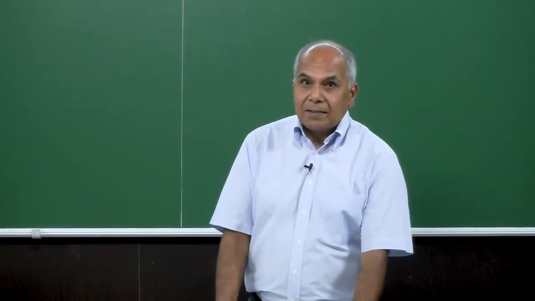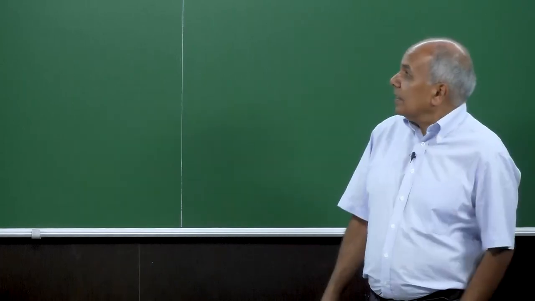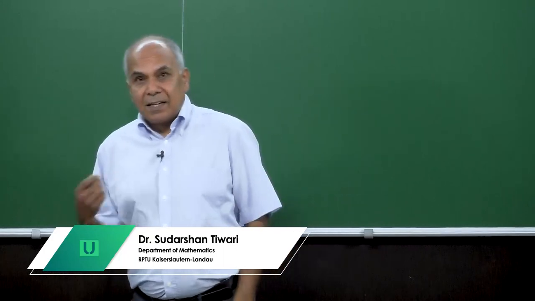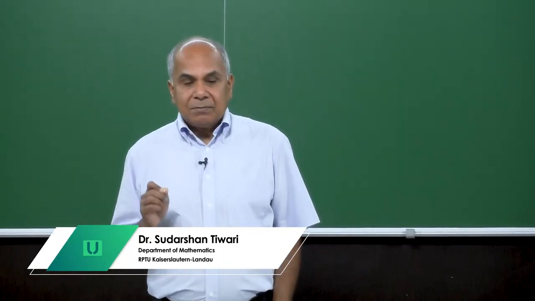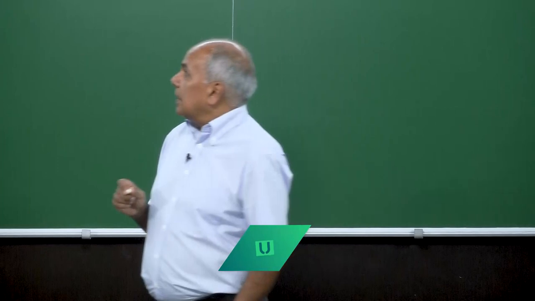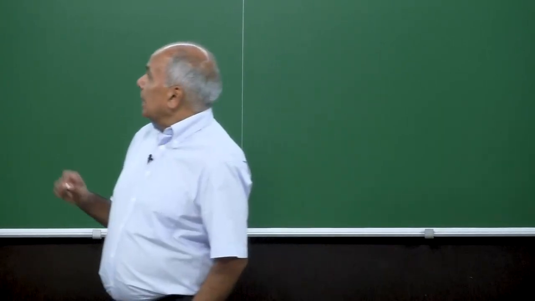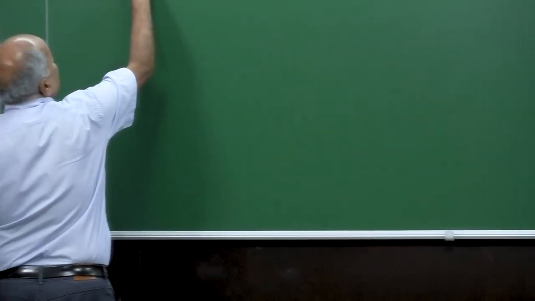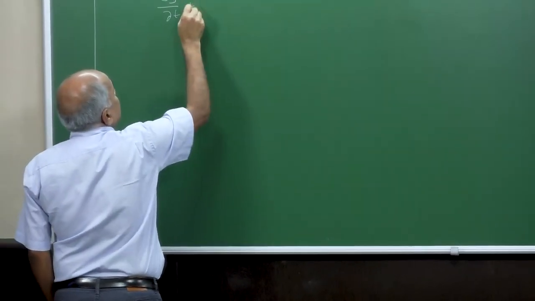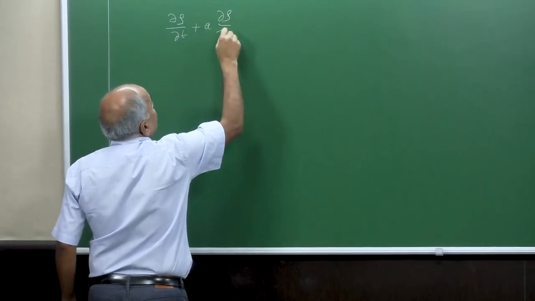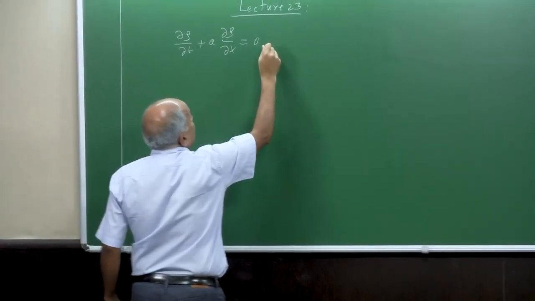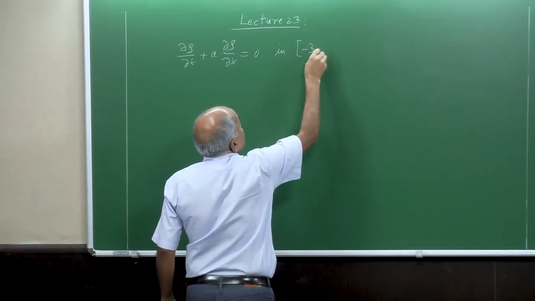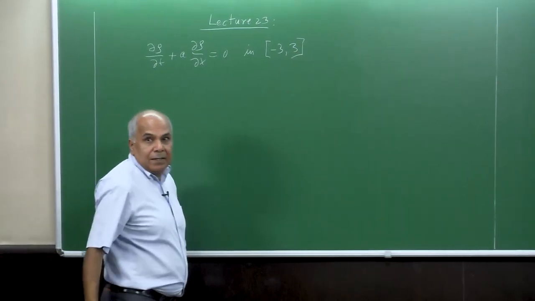So, welcome back to our series of lectures. You remember that in our previous lecture, I had described the meshfree algorithm. So, let us, for the linear advection equation, rewrite again what I am going to solve. I am going to solve del rho by del t plus a del rho by del x is equal to 0 in minus 3 to 3. So, this is my domain.